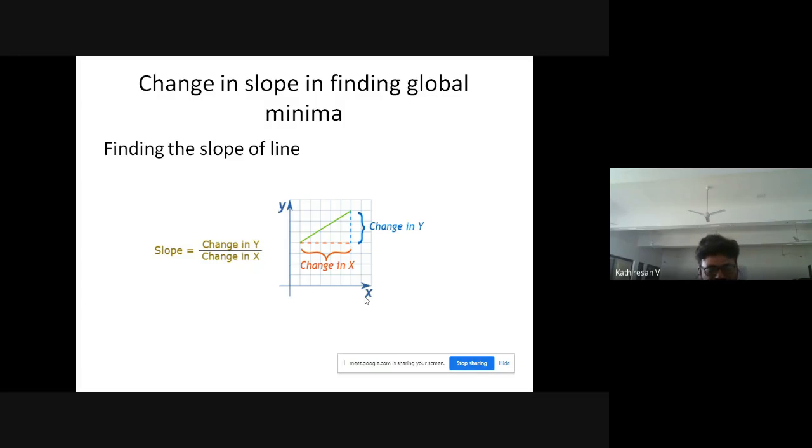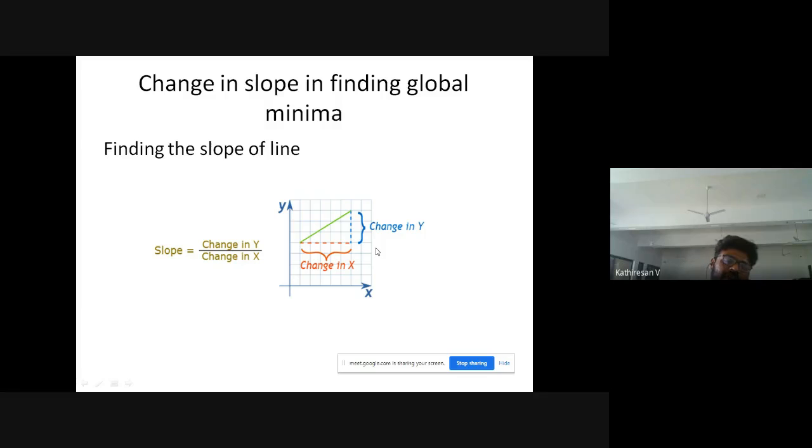the formal formula for slope is change in y divided by change in x. Okay, how much has y changed and how much has x changed? See here, if we go with the points, the change in y is 1, 2, 3. Change in y is 3. So 3 by 1, 2, 3, 4, 5. So 3 by 5 is the slope here.